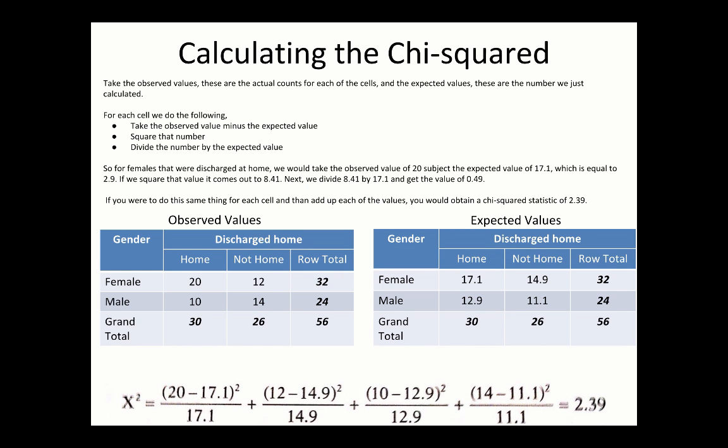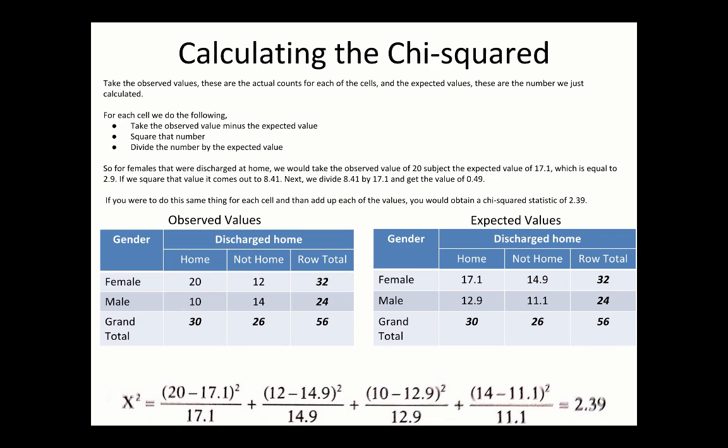So now we need to know the observed values. These are the actual counts for each of the cells, and the expected values. These are the numbers we just calculated. For each cell, we will do the following. We will take the observed value minus the expected value. We're going to square that number, and then divide the number by the expected value.